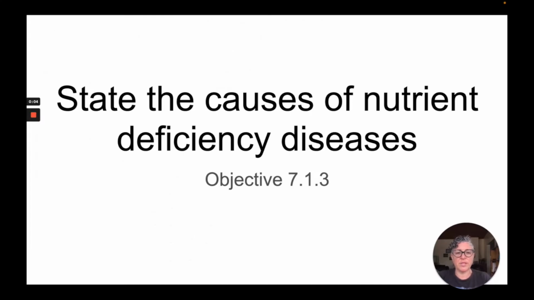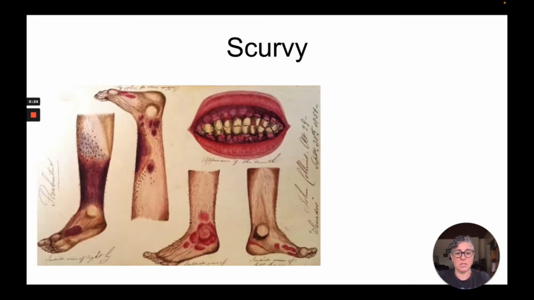This video covers the IGCSE Biology Objective 7.1.3 on the 2025 CAIE syllabus to state the causes of nutrient deficiency diseases. So we're going to take a look at 4 different deficiency diseases. The first one is scurvy.